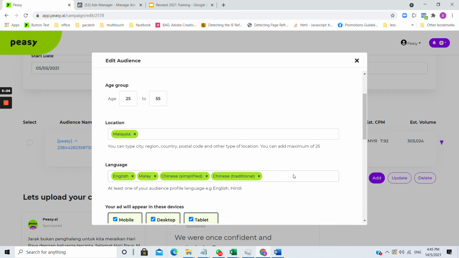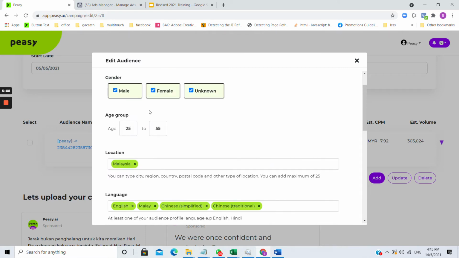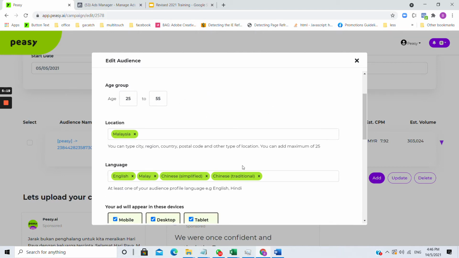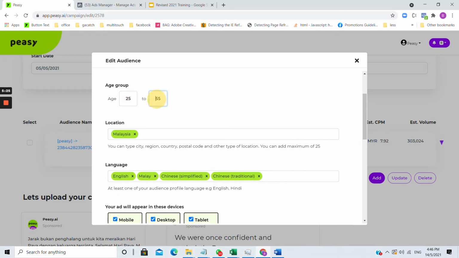And the majority of the people who were disqualified had an interest in self-employment and were aged 40 to 45. Peasy would then automatically, based on that data, change the campaign targeting so that we exclude self-employment from the targeting and change the age group to 25 to 45. All this happens automatically.